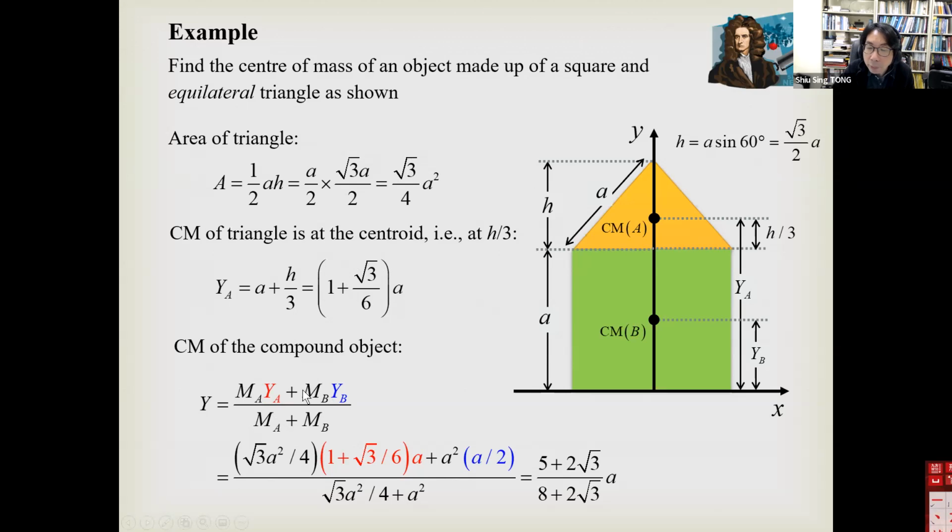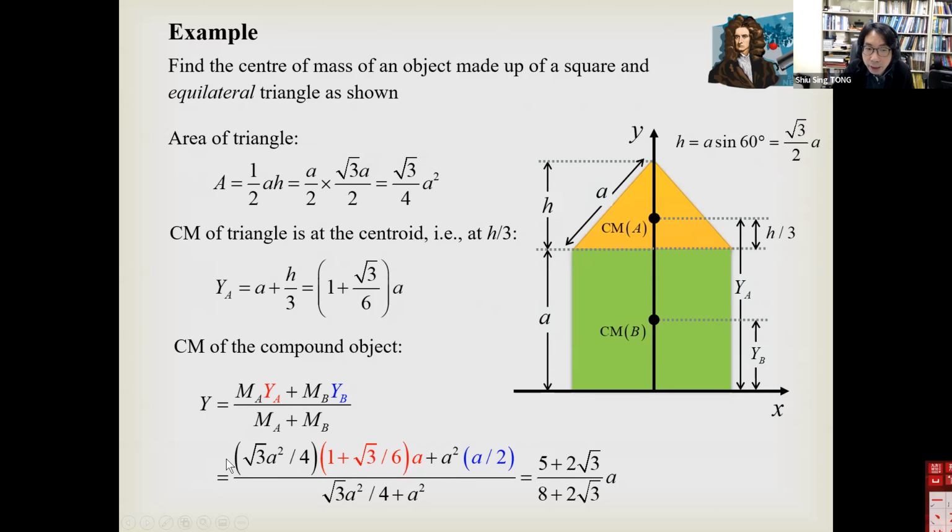Plus the area of object B. Object B is a square. So the mass is of course proportional to the area of the square. So it's given by A squared, okay? And the position of the center of mass above the base is of course half of the side, which is A over 2. And the sum of the masses of A and B is of course the sum of the areas.